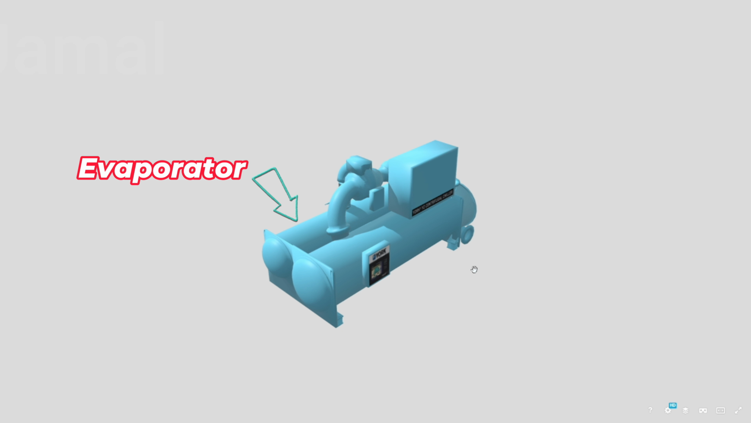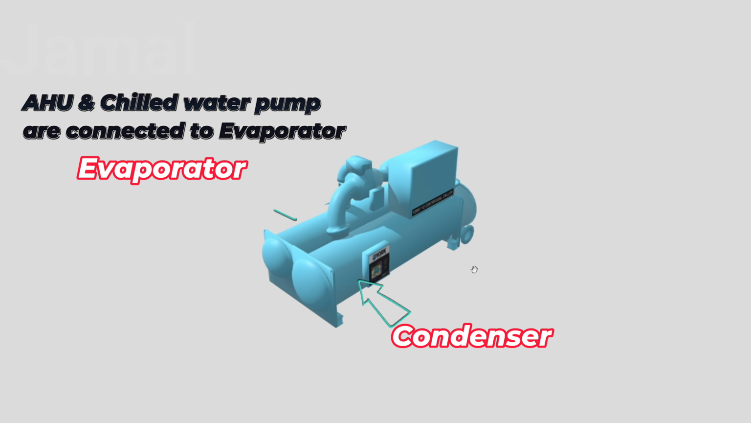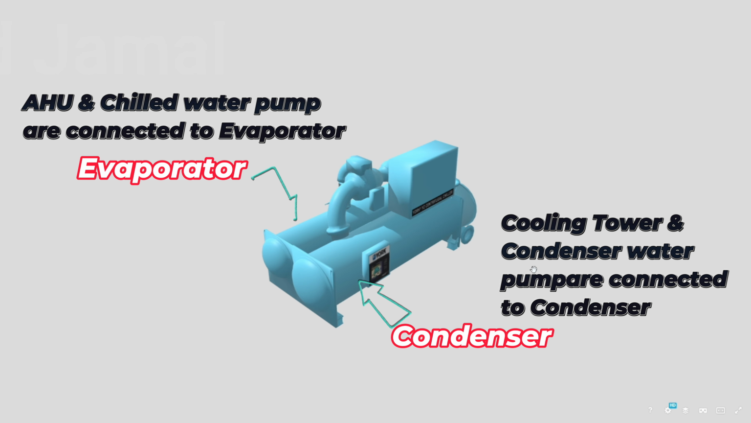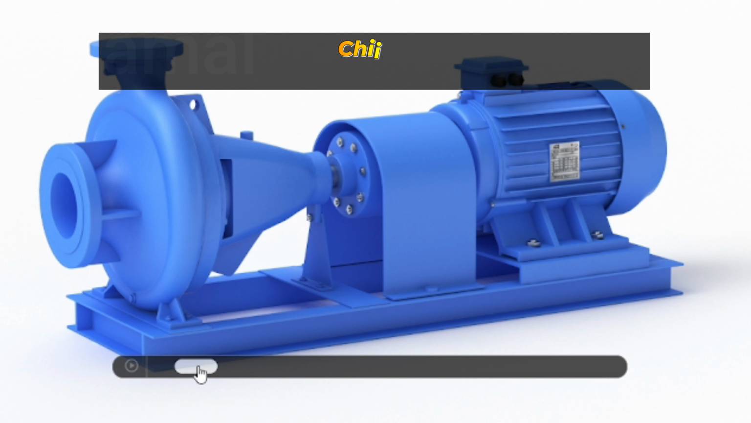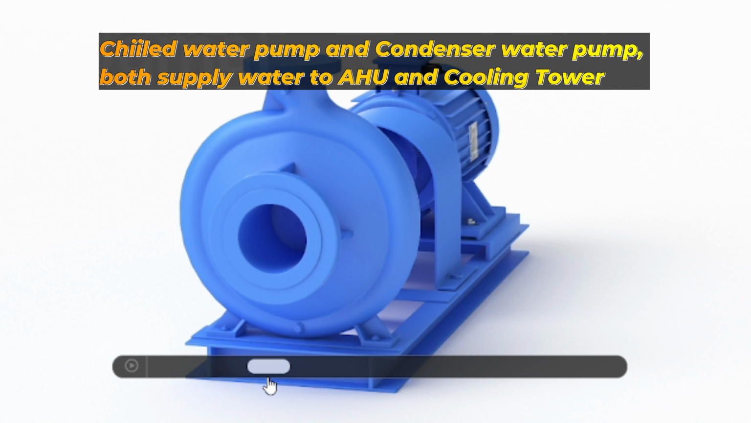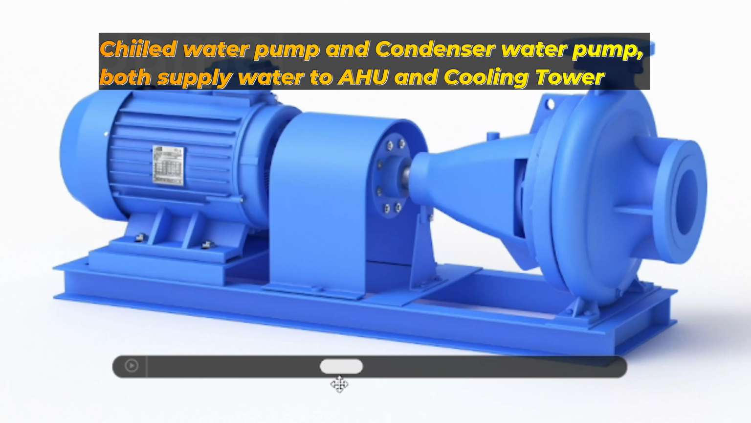The chiller has 2 main parts: the evaporator and the condenser. The AHU and the chilled water pump are connected to the evaporator, while the cooling tower and the condenser water pump are connected to the condenser. Both the chilled water pump and the condenser water pump supply water to the AHU and the cooling tower.